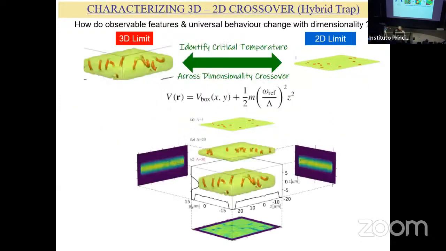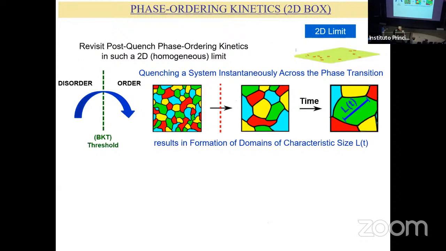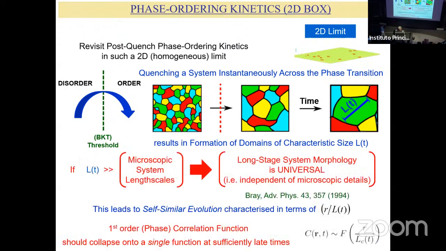So now, having identified this, we can go to the 2D limit, where we just have effectively point vortices. And what happens after the quench, or if you like, long time after an instantaneous quench, is that you start getting all these random domains and few domains surviving. And there's a characteristic length scale of these domains in the plane.